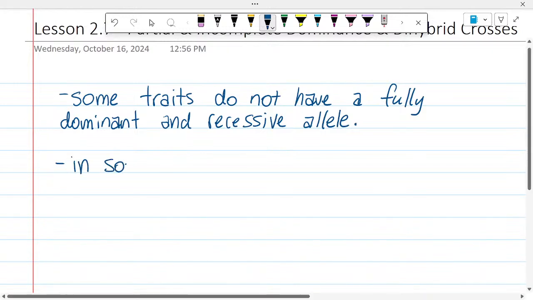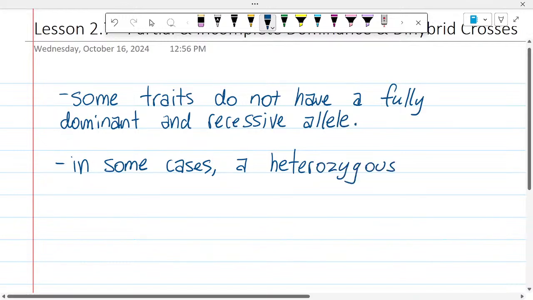In some cases, a heterozygous individual will exhibit a blend of those two traits. Sort of Lamarckian in nature.